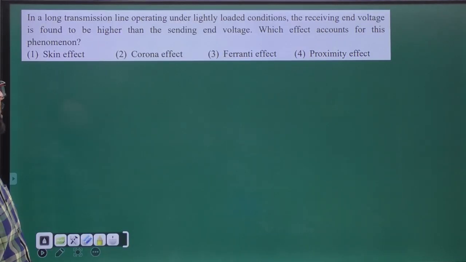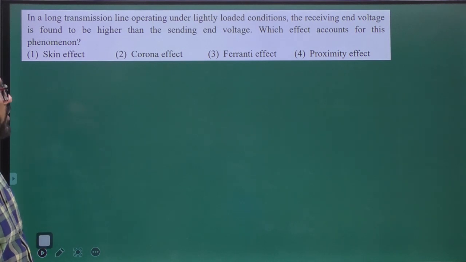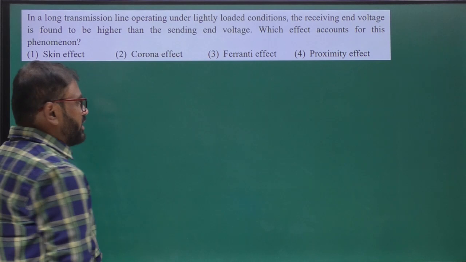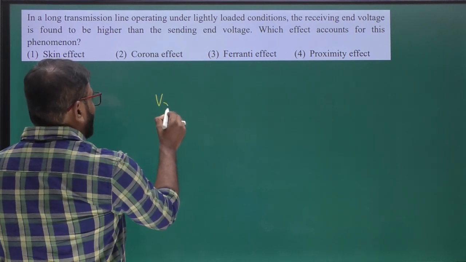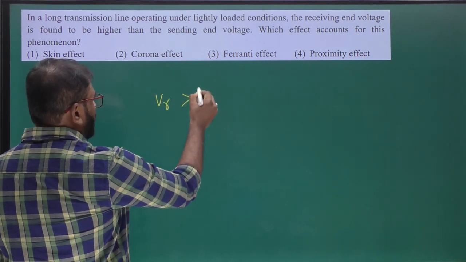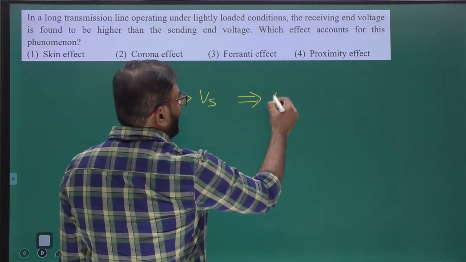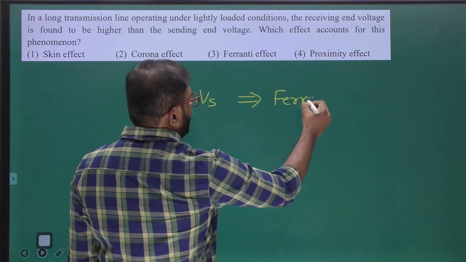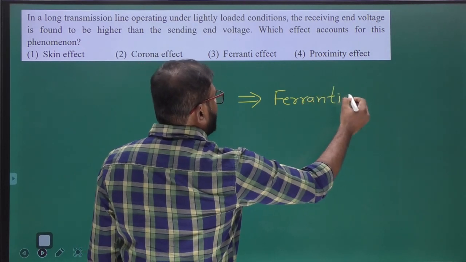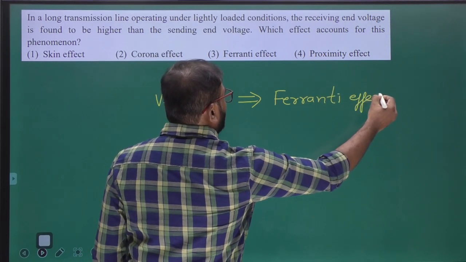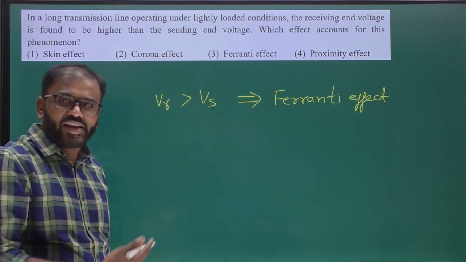Let's say in a long transmission line operating under lightly loaded condition, the receiving end voltage is found to be higher than the sending end voltage. Which effect accounts for this phenomenon? Just what we discussed, under lightly loaded condition, the receiving end voltage is always greater than the sending end voltage. Now this effect is generally called the Ferranti effect. It is called what? Ferranti effect.